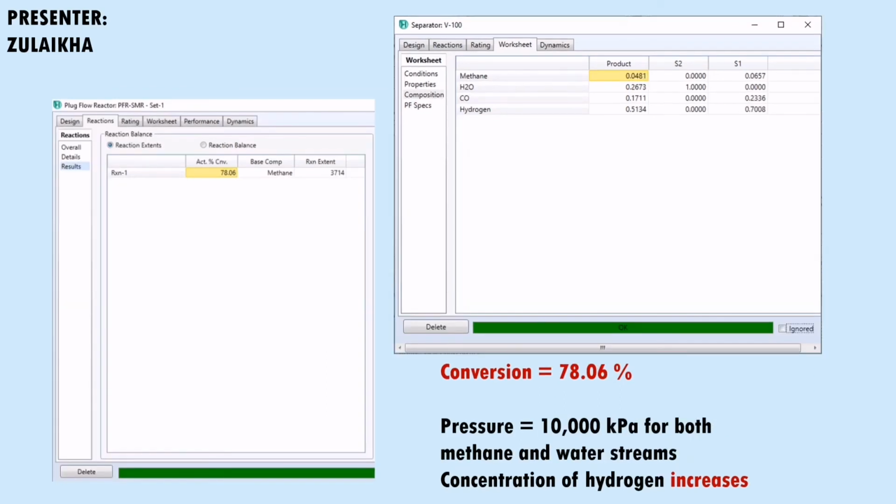In the next slide, the pressure is equal to 10,000 kilopascal or 100 bars for both methane and water streams. The conversion is also getting higher, with the concentration of hydrogen also getting higher. Therefore, if we increase the pressure, we are able to get a higher hydrogen amount and conversion, but we have to limit it to 1000 kilopascal as it suits the temperature previously, which is 700 degrees Celsius.